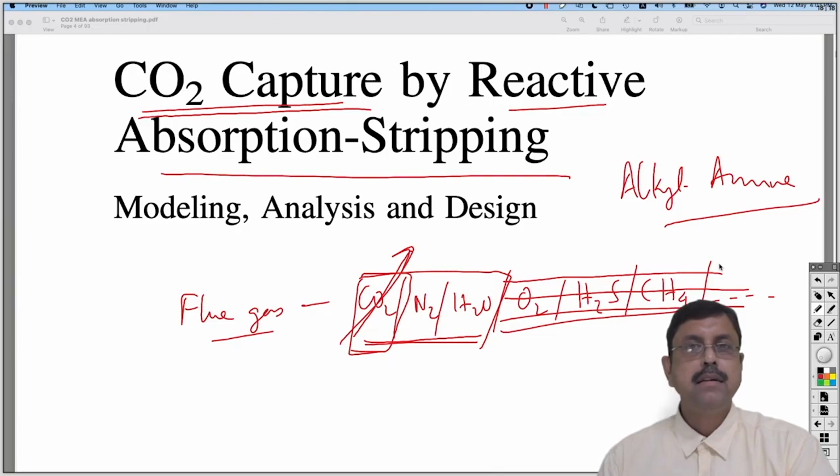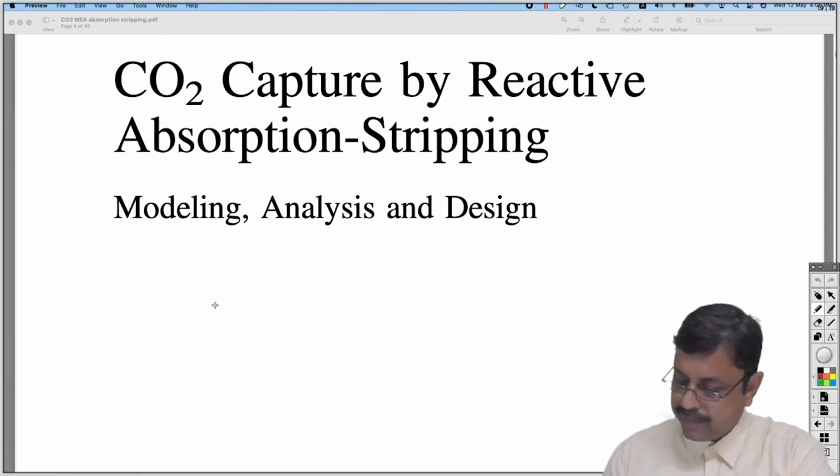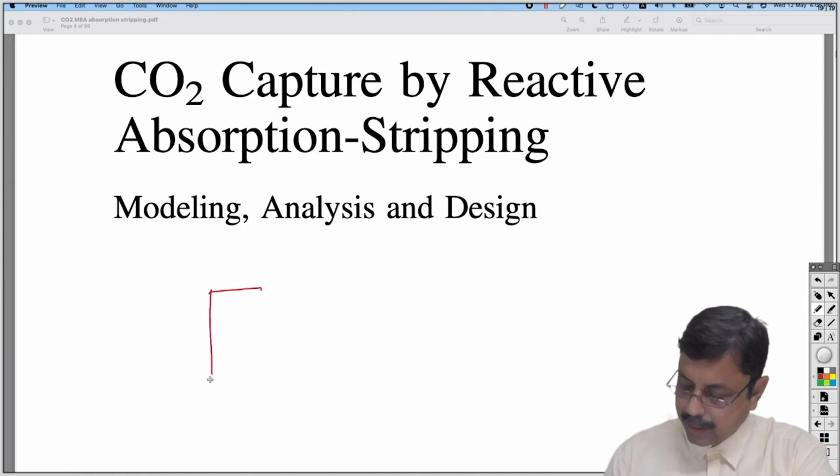If we heat the rich amine, that means the CO2 absorbed in amine, that we call a rich amine, then CO2 gets desorbed very easily and amine gets free of CO2. And that can be reused. So basically we will have an absorption column, which will be a packed column.